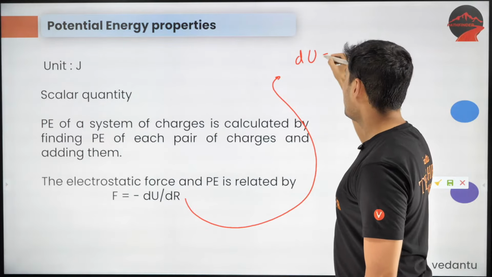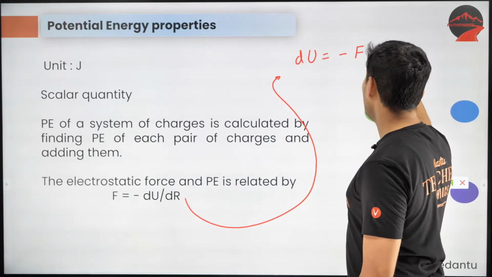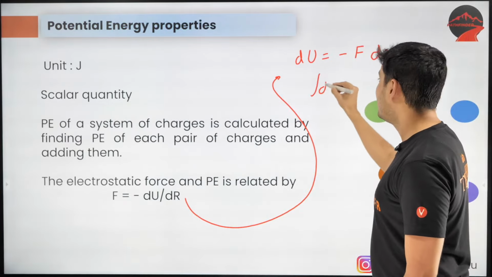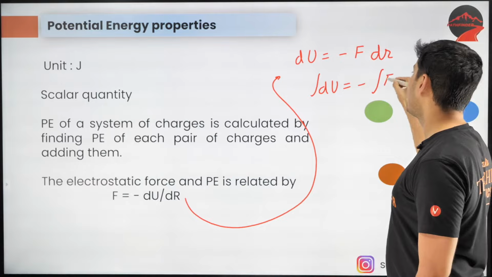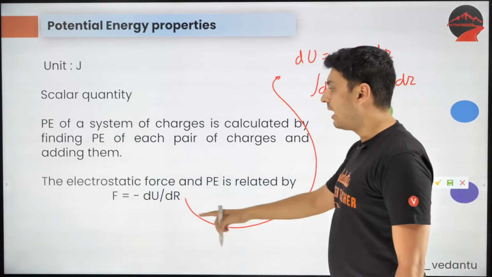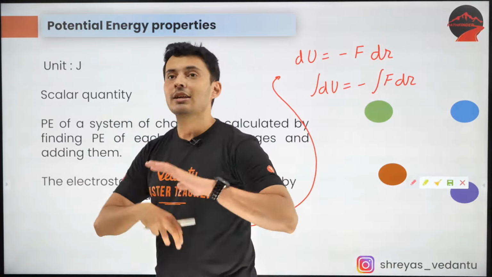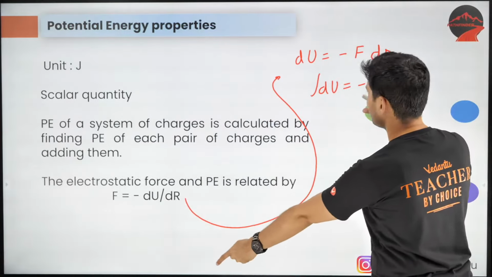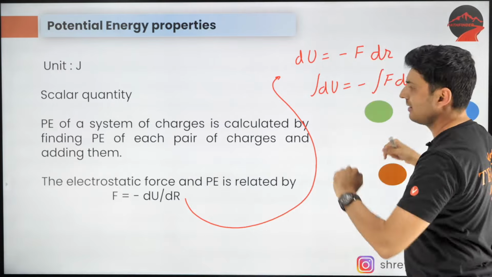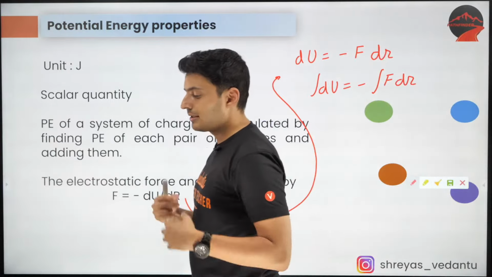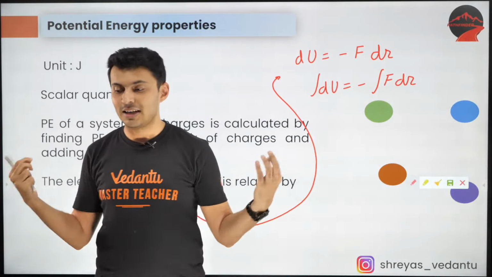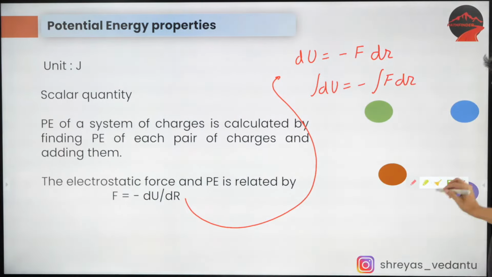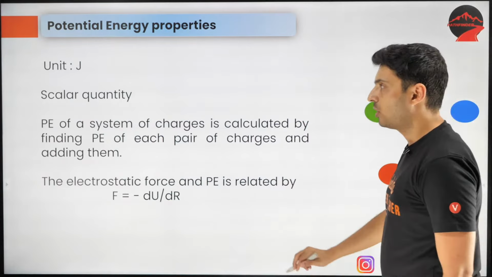You can write dU is equal to minus F dr, and if you want, you can integrate this. So integral dU is minus integral F dr. This is how you can use this equation either in derivative form or in integral form. Both are the same thing. It's just rearranging and putting an integral there. So force is minus dU by dr or minus dU by dx. I think you know this from your 11th standard. Keep this in mind and remember all these pointers.